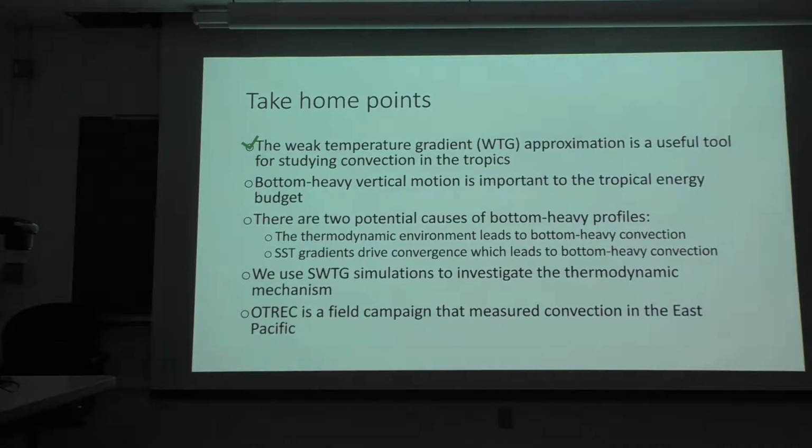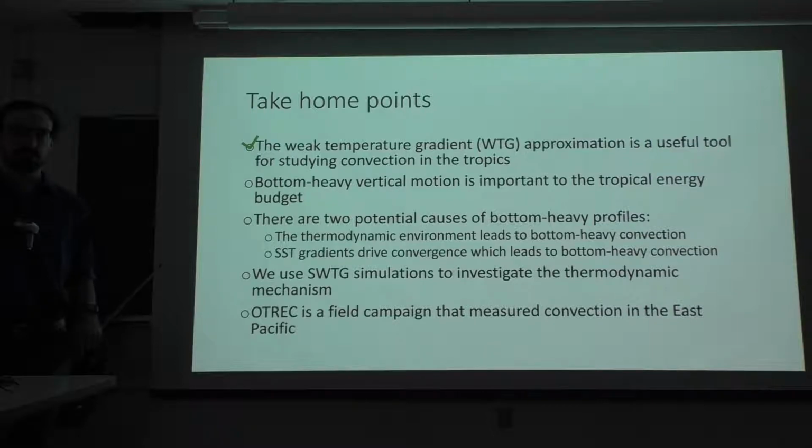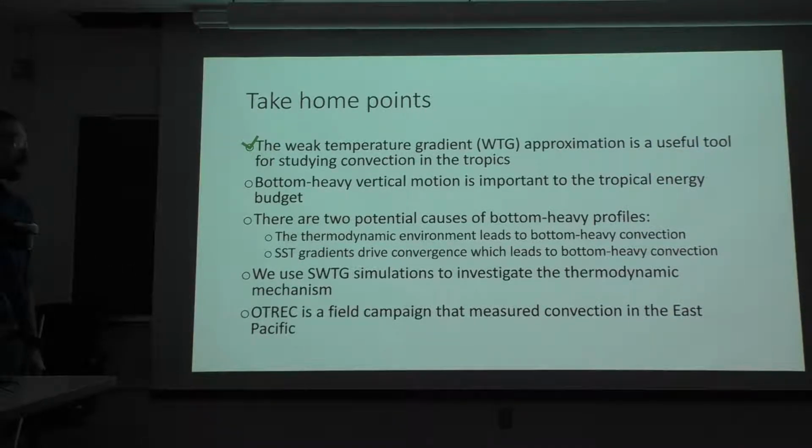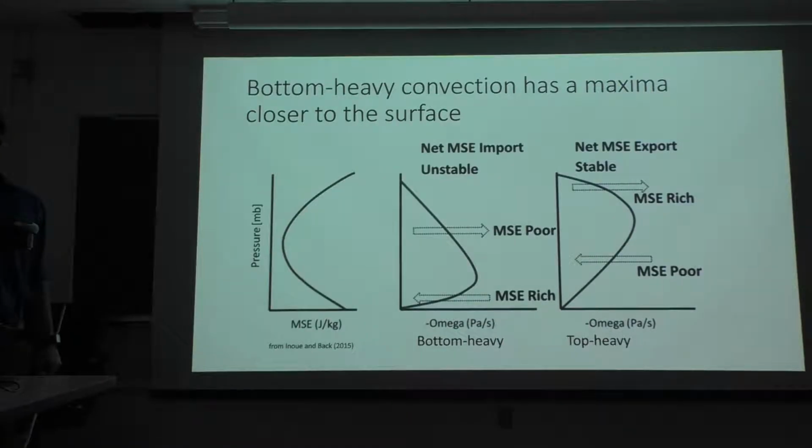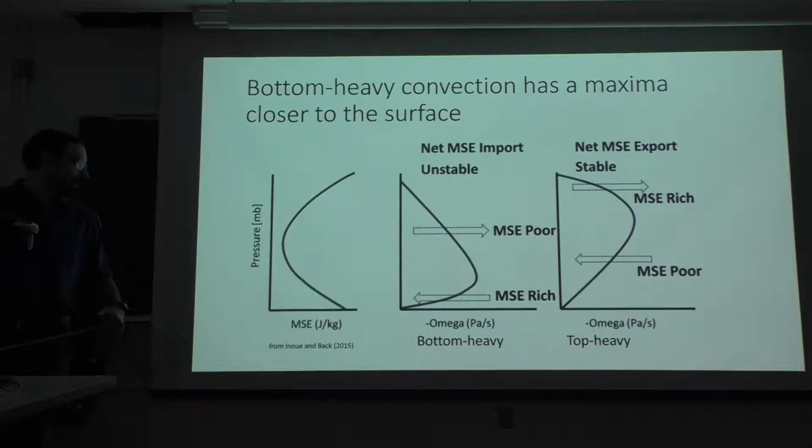So the WTG is potentially a very important and useful tool for studying tropical convection, as well as a way of describing tropical meteorology and what happens. But now to what bottom-heavy convection actually is. Bottom-heavy convection is primarily important because of the tropical energy balance.